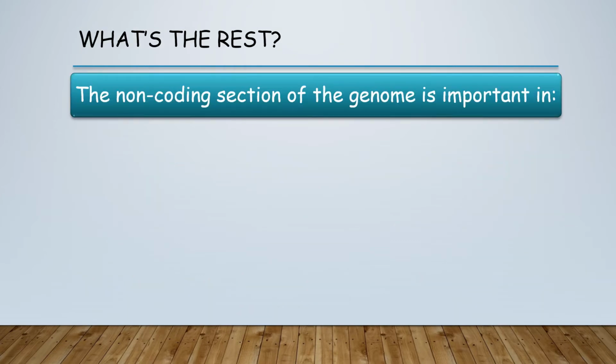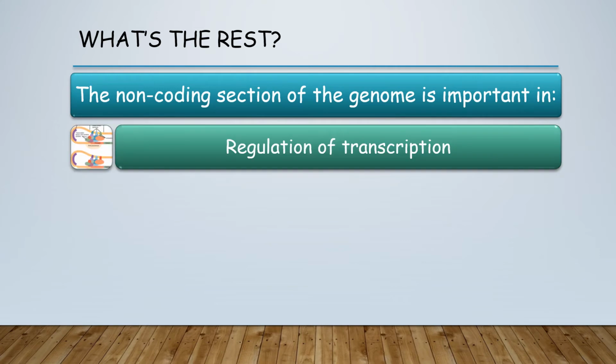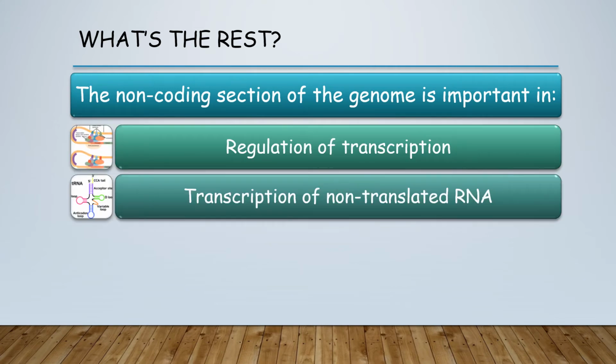Well, it used to be thought that the non-coding regions of DNA was just junk DNA, stuff that just didn't do anything. And to be honest, there is still a lot of that. We are carrying genetic material that's coming from viruses and bacteria through the course of millions of years in the evolution of humans. However, recently we have made more discoveries and found that non-coding sections are important for things like regulation of transcription, the transcription of non-translated RNA.